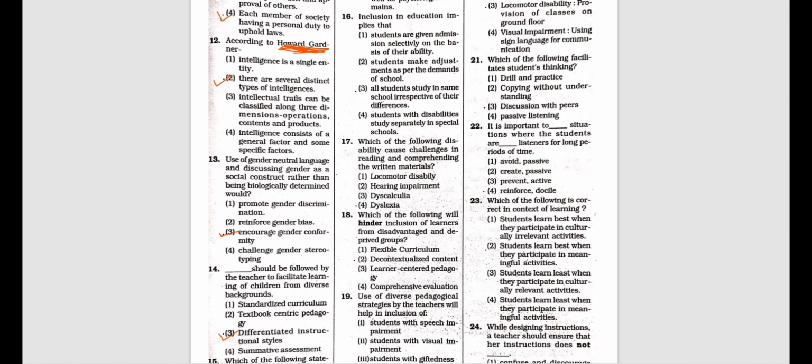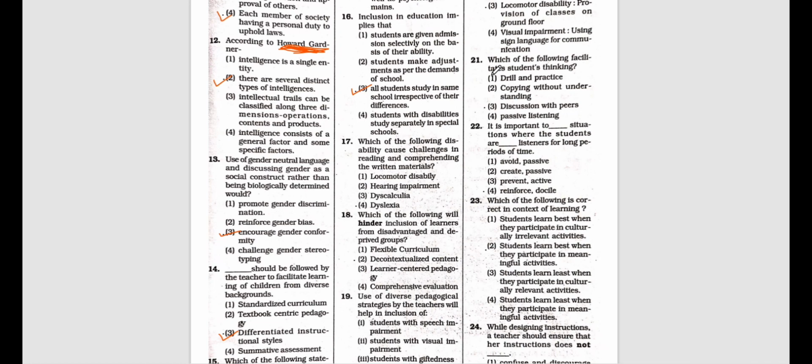See, this is a positive question, so you have to give a positive answer here, which means the negative one will be the wrong answer. So pause the video and mark your correct answer. All right, so the correct answer here is option number 3, which means in inclusive education, all the students study in the same school irrespective of their differences.